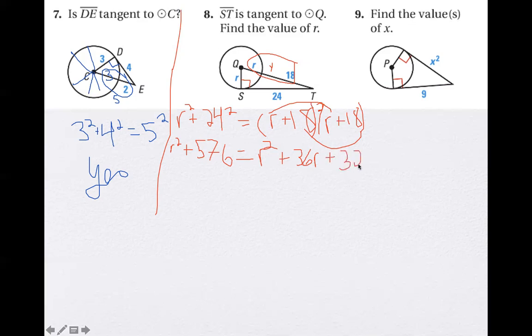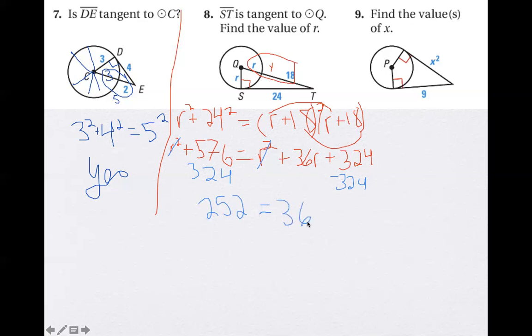Okay, so here's the beauty with these problems, and this is always going to happen. Your R squareds are always going to cancel out. Look at R squared on both sides. They're literally going to cancel each other out because you subtract them out, so you don't have to deal with that. Now you're just solving for R. So I'm going to subtract 324 from both sides. 576 minus 324 is 252. So I have 252 equals 36R.